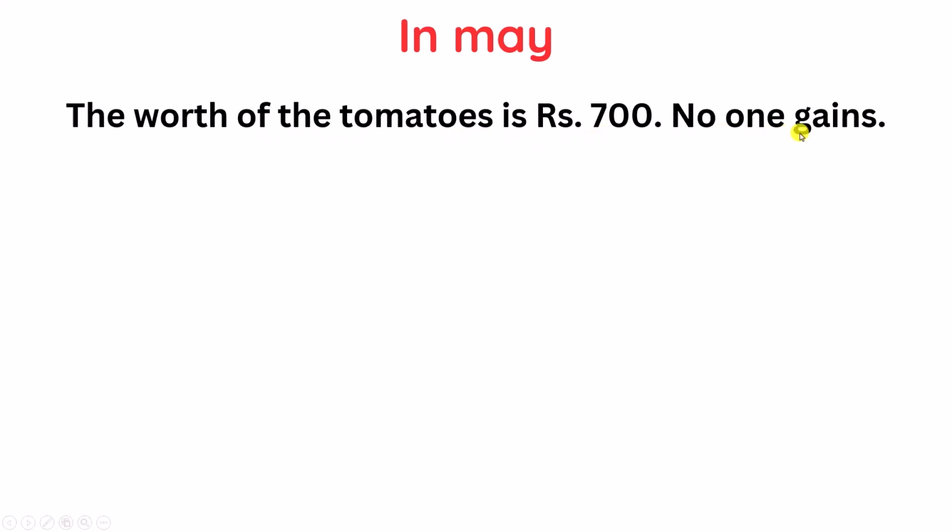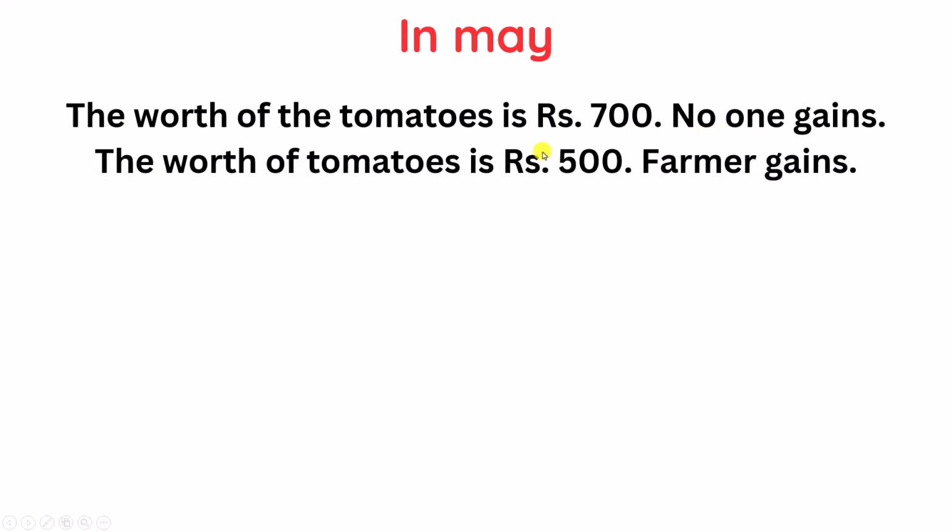So no one gains here. Okay, no one gains here. Alright? Because they entered into a contract of buying and selling at 700 rupees. So no one gains here.